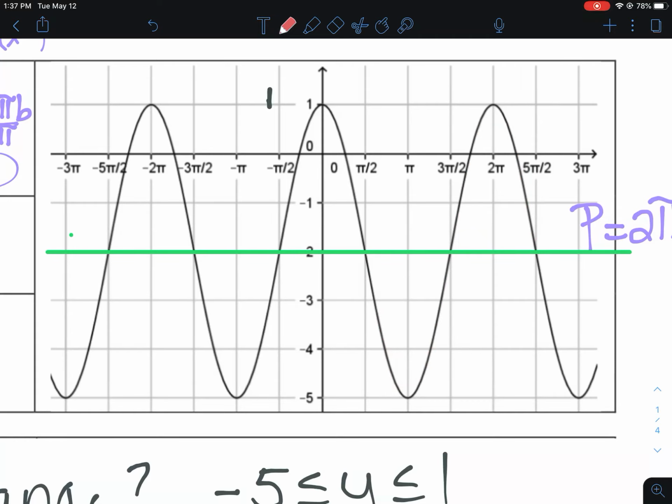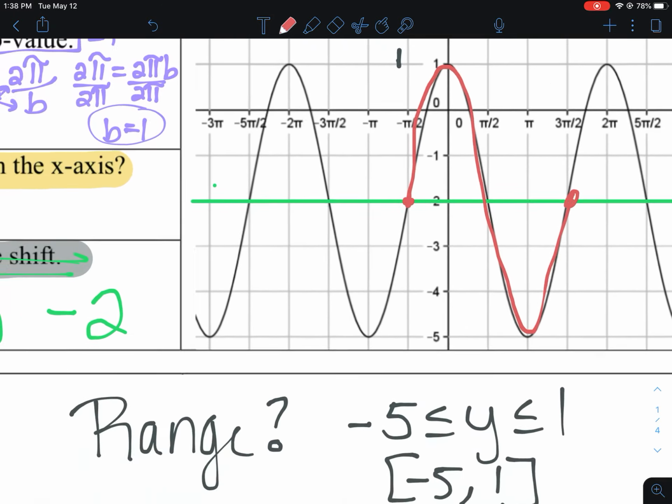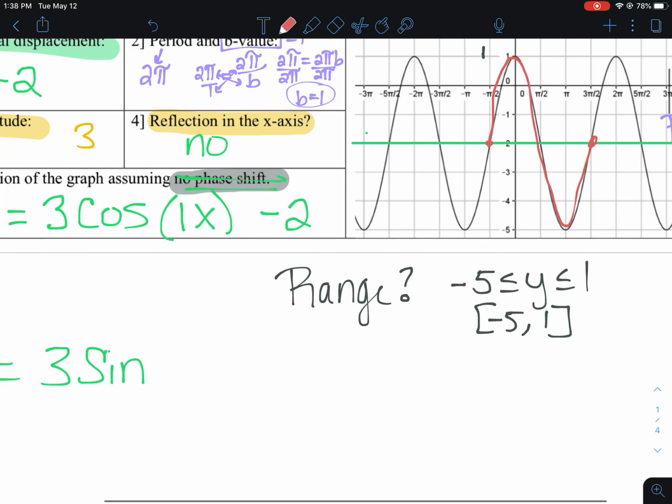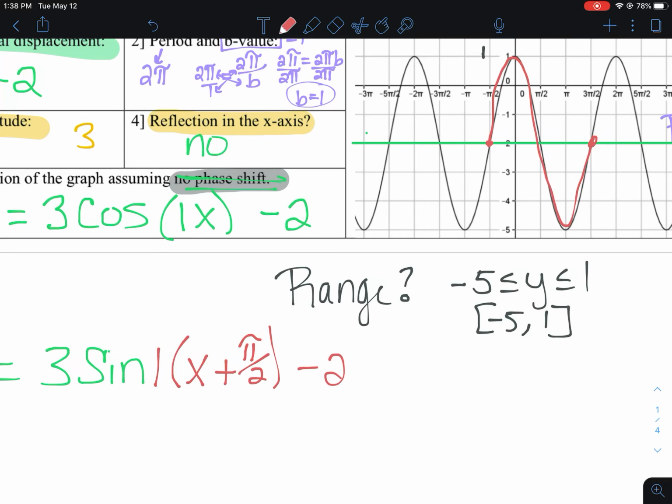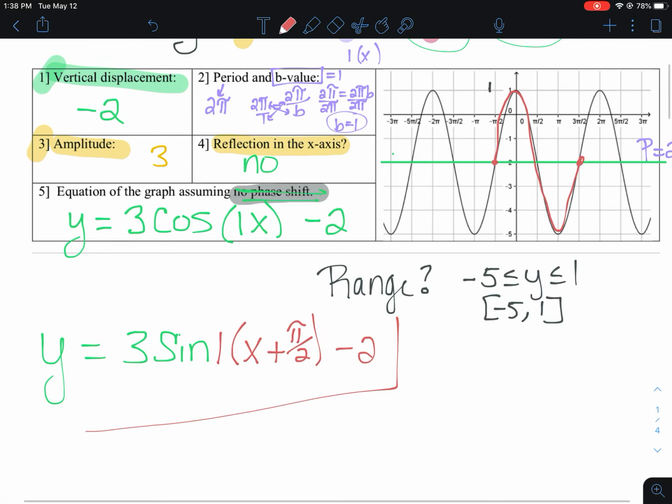positive pi over 2, and there's a sine curve, but it's been reflected, right? Or you could even start it all the way over at 3 pi over 2. You can really start it anywhere, so you can write an infinite amount of equations for the same graph. I am going to kick it back to negative pi over 2 just because I don't have a reflection then. The period is still 2 pi, so everything else is the same, but now I'm writing a sine equation. So the b value is 1 because the period's 2 pi, but then because I shifted it to the left, pi over 2, I need x plus pi over 2 in my equation. Vertical displacement is still a -2.